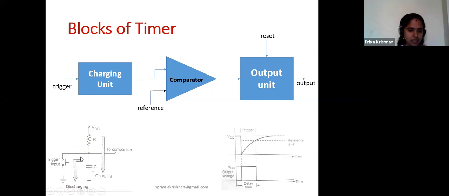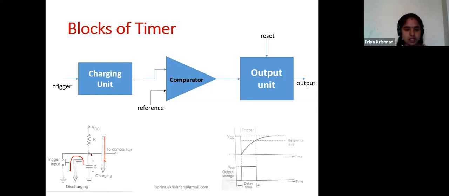The capacitor present here will start to discharge via this trigger switch. If I release the trigger switch, then it cannot discharge, but the capacitor starts to charge via this resistor. So this is how the trigger and the charging and discharging work in the charging unit. Whenever I push the trigger switch, my capacitor will discharge. If I release the trigger switch, my capacitor starts to charge.